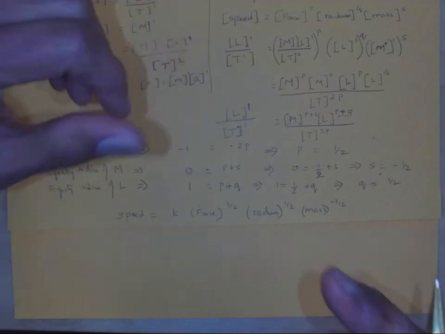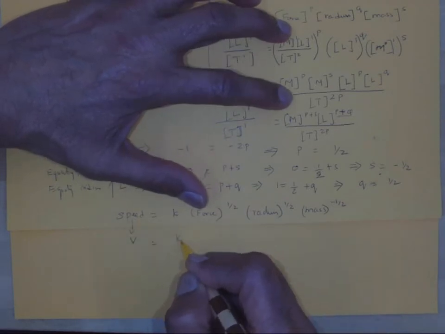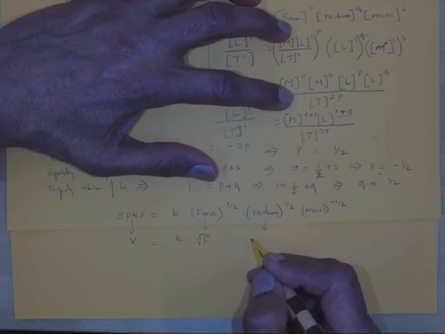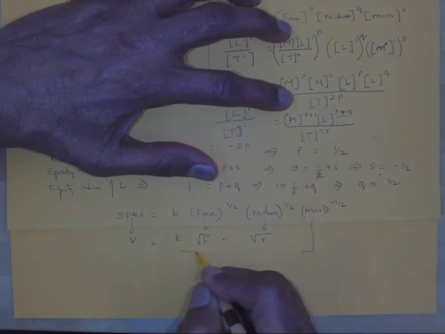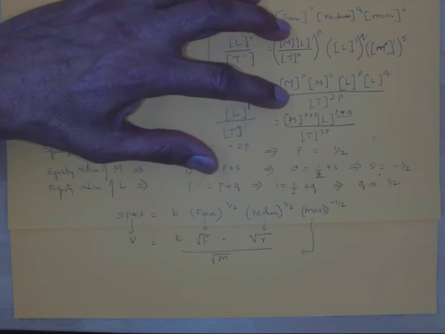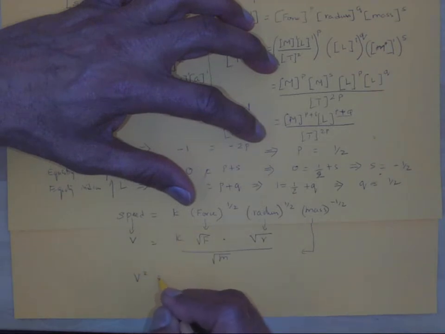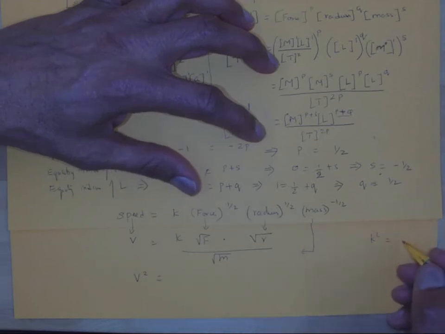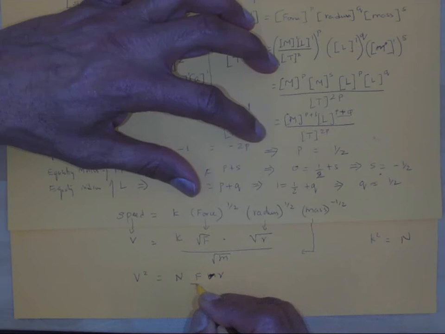So let me put some notations here so that it's easy for me to read. So I say v must be equal to, v is speed, k times f, I'll write for this thing, that is radical f, r, which will be equal to radical r raised to half, mass raised to negative 1/2, I will write that in the denominator as radical m, which means I can square all sides, and that means v squared is equal to, I'm going to write k squared to be a new constant, let us say n. So n times f times r divided by m.